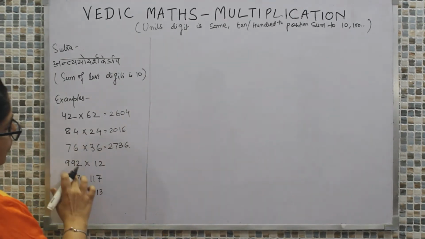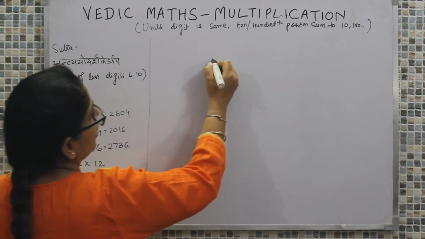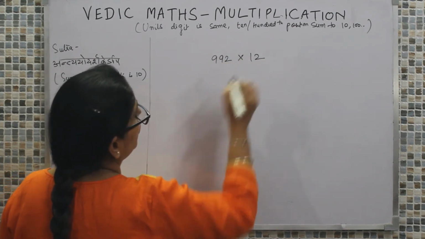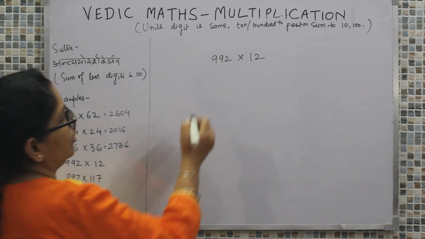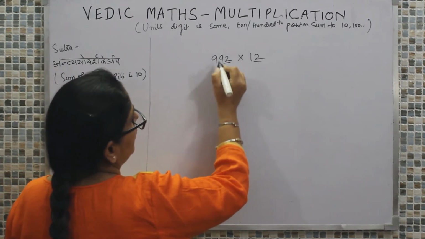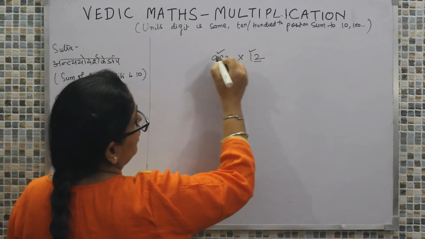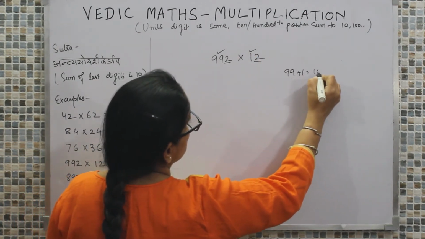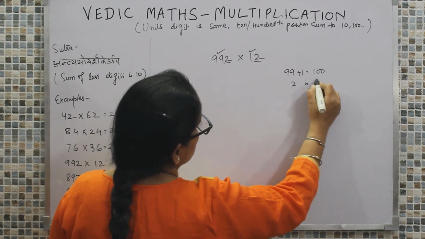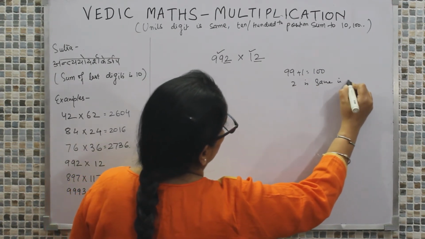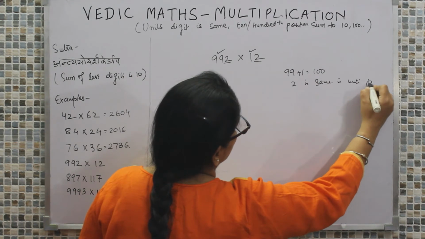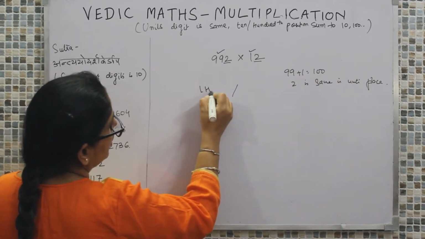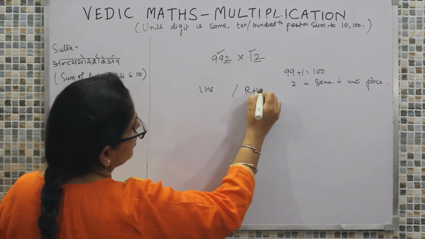Now let's go on with the next example, that is 992 into 12. The units place is the same and the tens and the hundred position, because here we have 99, 99 plus 1 is 100 and 2 is the same in the units place. So we go with the calculation, LHS and RHS.